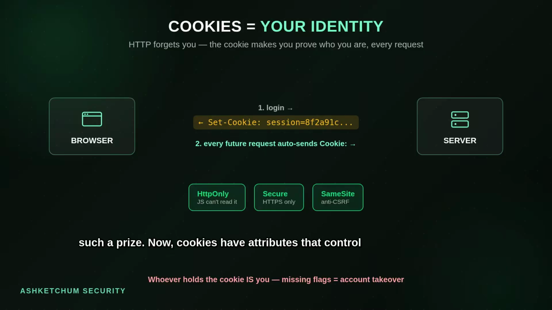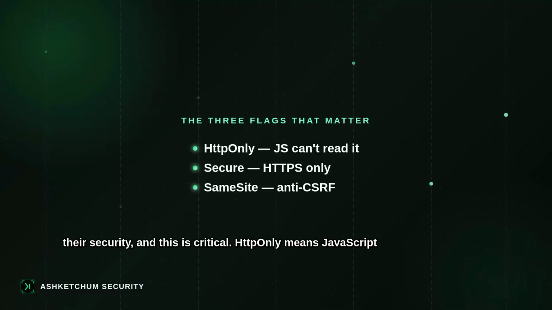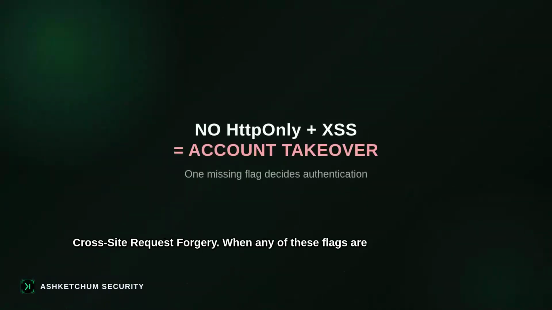Now, cookies have attributes that control their security, and this is critical. HttpOnly means JavaScript cannot read the cookie, which blocks an attacker from stealing it with cross-site scripting. Secure means the cookie is only sent over HTTPS, never plain HTTP. And SameSite controls whether the cookie is sent on requests from other sites, the main defense against cross-site request forgery.